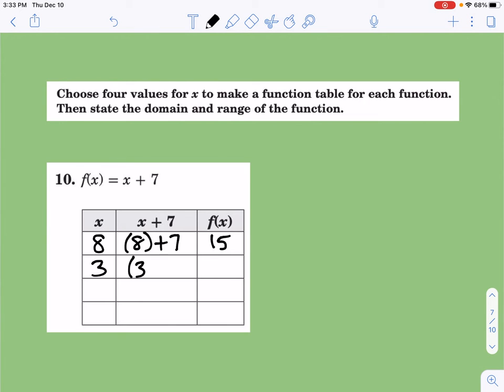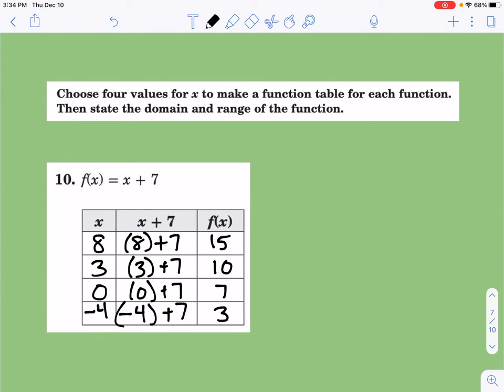All right, let's do 3. So if I do that, you put 3 in. Okay, and then 3 plus 7 is 10. Now let's see, let's do 0. I like doing 0. I think 0 is kind of fun. 0 plus 7 is 7. And then let's pick a negative number. Let's do -4. If you put -4 in and you add it to 7, that's the same as 7 minus 4. So it's going to give me 3.